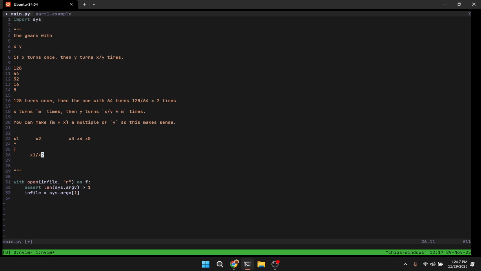So we can just do that, and then you pretend, well, if x2 turns once, then x3 turns x2 divided by x3 times, right? But in reality, if this one turns once, then this one turns this many times. But x2 actually doesn't turn once. It turns x1 over x2 times.